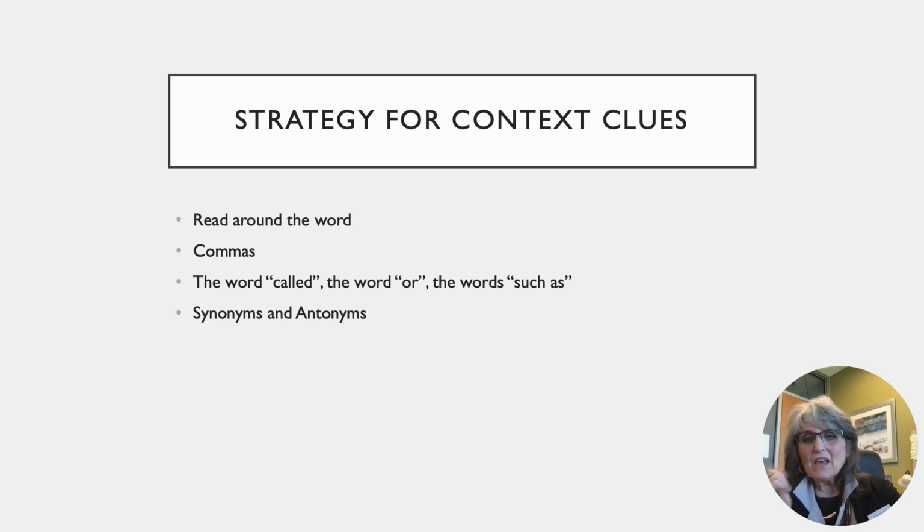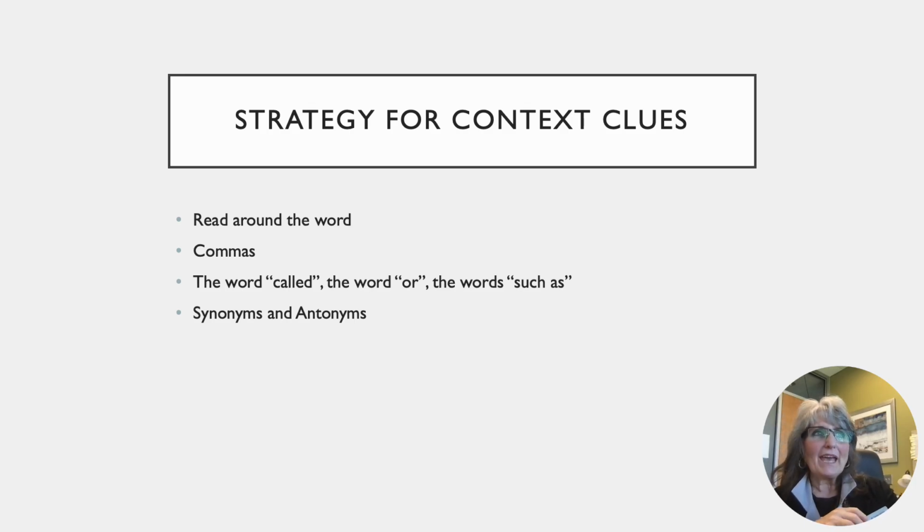All right, so here are some context clues that I would use. I would have them read around the word. I tell my students, read the sentence before, read the sentence after. So read around the word to see if that will give you some information to help you with that unknown word. I tell them to look for commas, that a lot of times the definition is actually present in the sentence. It's just separated by commas.